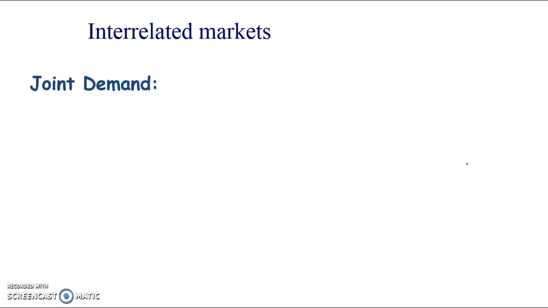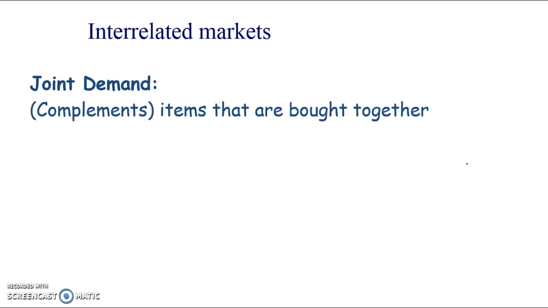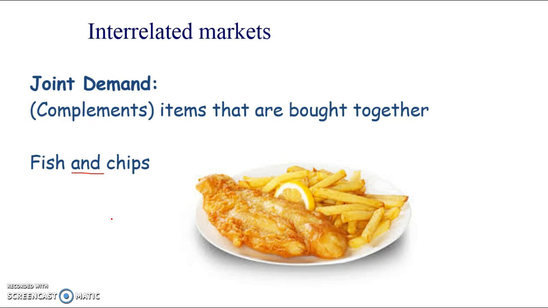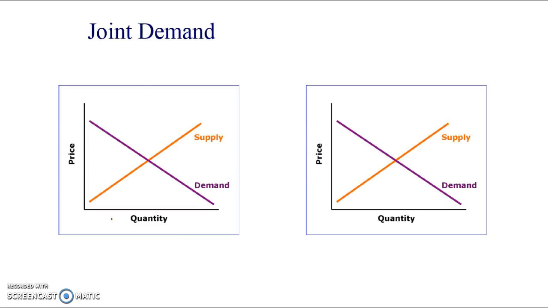So here we go on to the real world markets and the interrelated markets, and these are some key definitions that you have to learn, and students will tend to fall down on this in the exam if they don't learn these definitions. These are just some very important definitions. So joint demand is more commonly referred to as when you have complements, and these are items that are bought together. So usually have this word "and" in there. So fish and chips you can buy together. I've got a picture of them in case you didn't know what I was talking about.